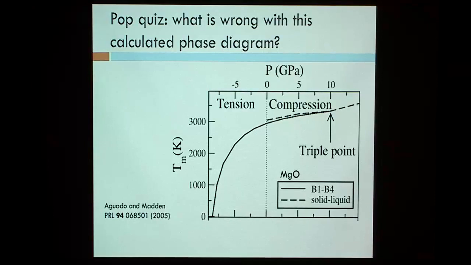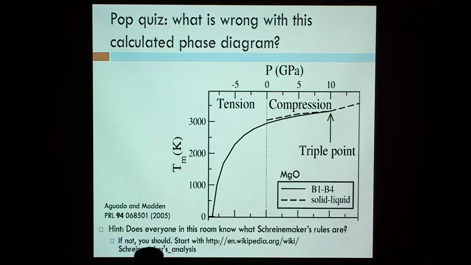Go ahead. At the triple point, there's one phase taking up more than 180 degrees. At the triple point, there is one phase taking up more than 180 degrees of arc. Raise your hands if you already knew that that was illegal. Absolutely cannot happen. Okay? So Quentin, who is a mineral physicist, was trained properly to know about this.